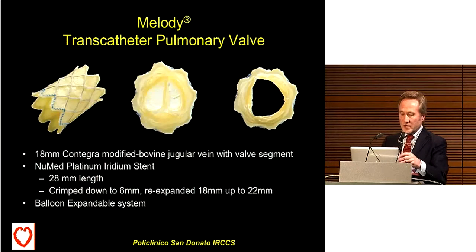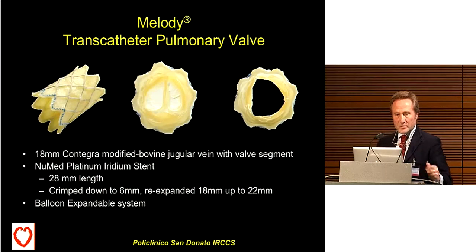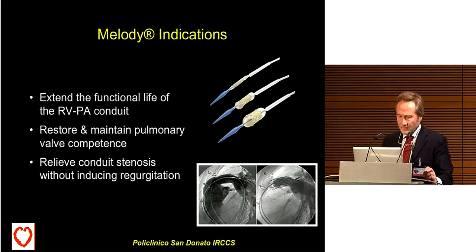The device is represented by a piece of jugular vein, which is sutured on a CP stent and can be crimped down to a small size to be inserted into a catheter and, over a balloon, re-expanded up to 18, 20, or 22 millimeters. The original and standard use of this device is to extend the functional life of an RVOT conduit, abolishing the obstruction without inducing pulmonary regurgitation.